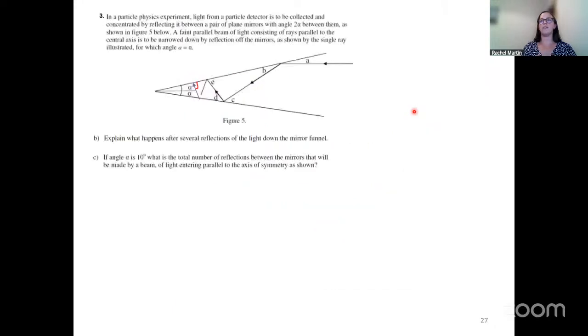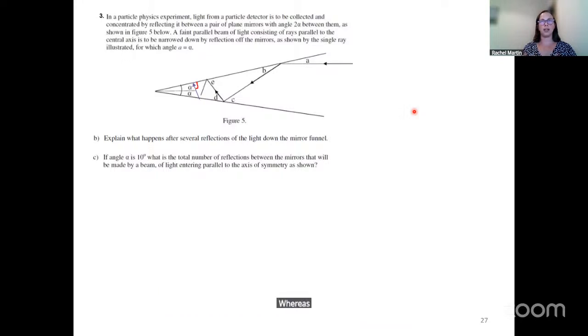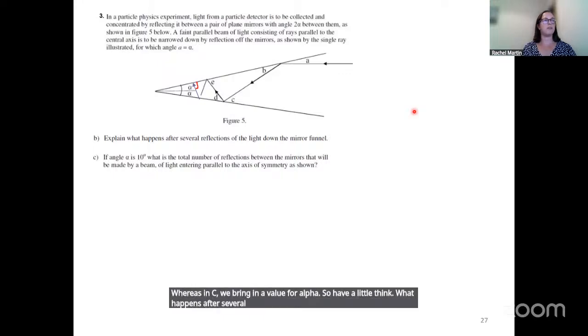And then you can have a look at part B. So what happens, explaining what happens after several reflections of the light down the mirror funnel. Whereas in C, we bring in a value for alpha. So have a little think, what happens after several reflections down the mirror funnel?